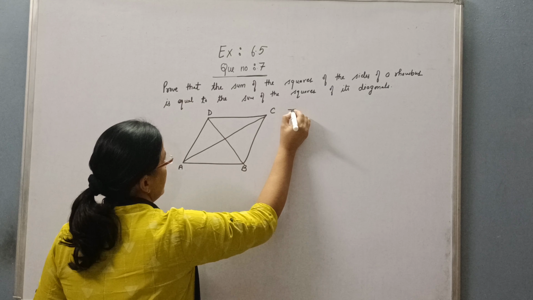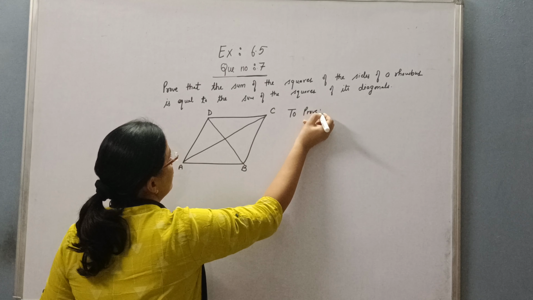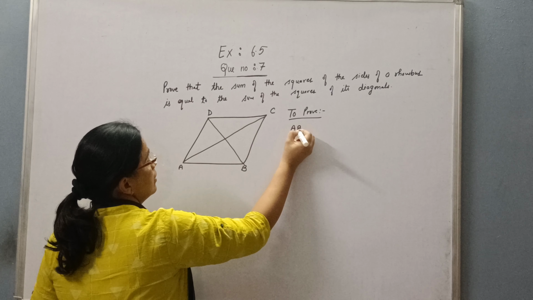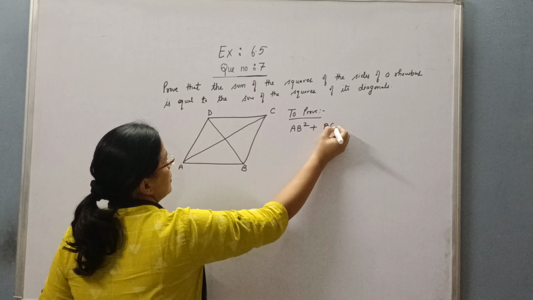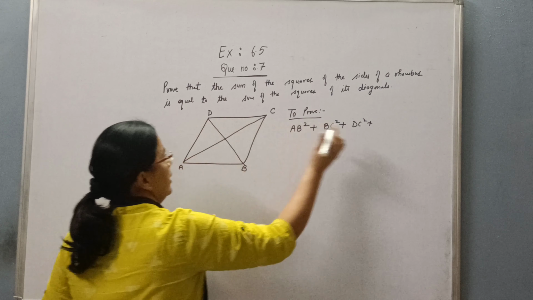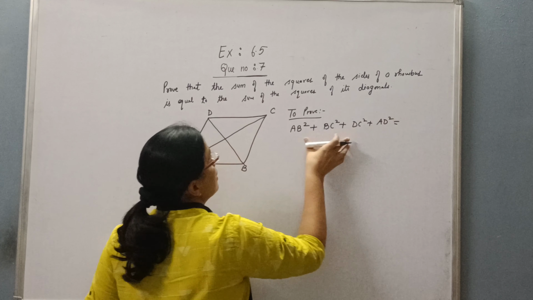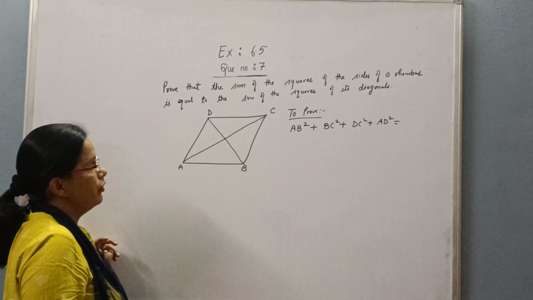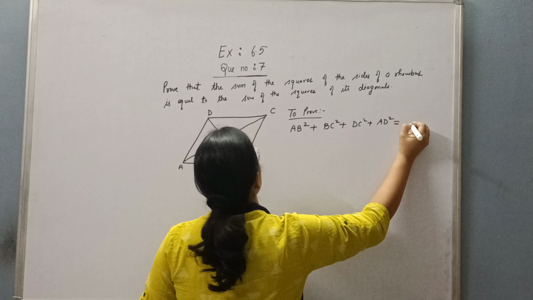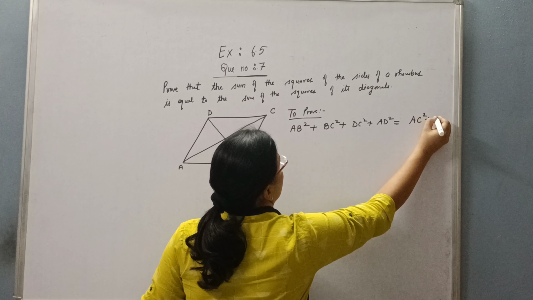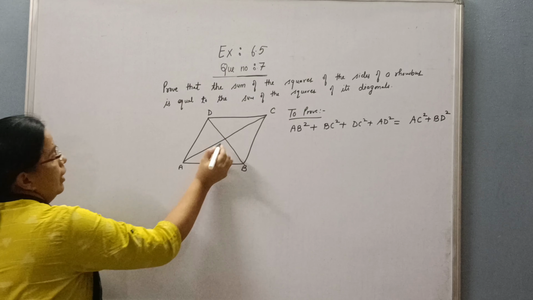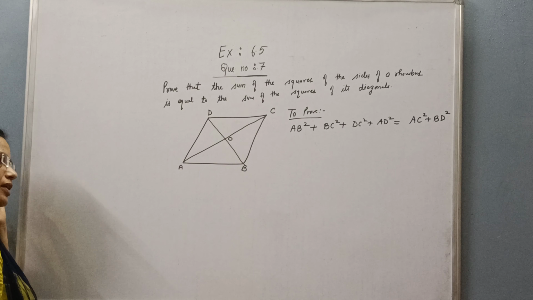So given is rhombus ABCD and we need to prove that the sum of the squares of the sides of the rhombus, meaning AB square plus BC square plus DC square plus AD square, is equal to the sum of the squares of the diagonals. The sum of the squares of the diagonals is AC square plus BD square. This is what we need to prove. And this is point O, the point of intersection of the diagonals.